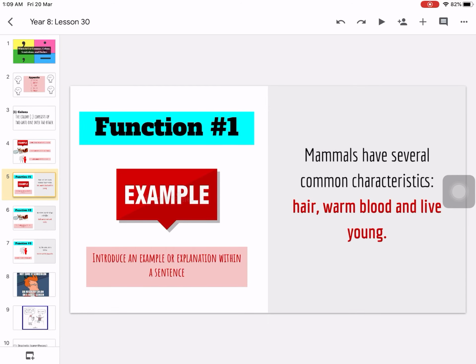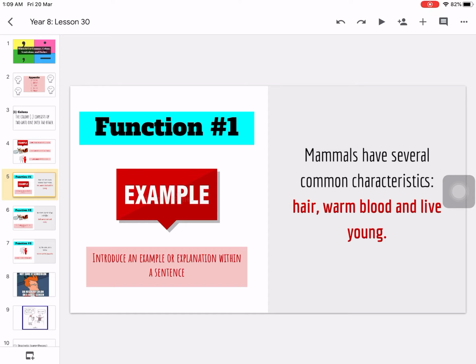So we're going to start off with function number one, which is to give an example or explanation within a sentence. Okay, the example, you can see it on the right side of the screen, which is: mammals have several common characteristics. You can see the colon, and right after the colon you have the example or the explanation of what the common characteristics of mammals are. I try to make it in bold just in case you cannot see.